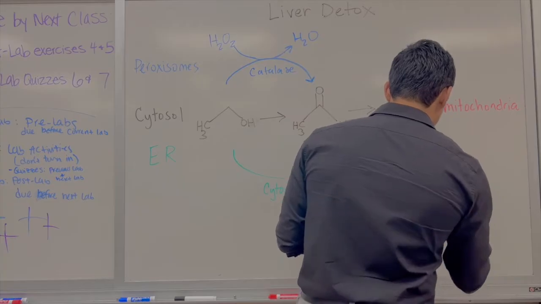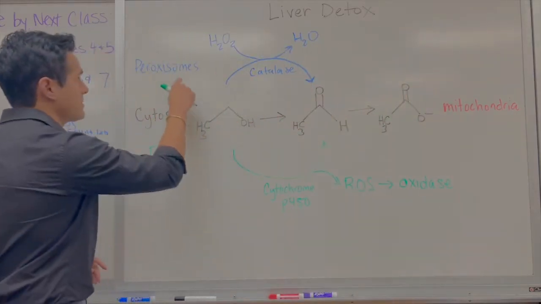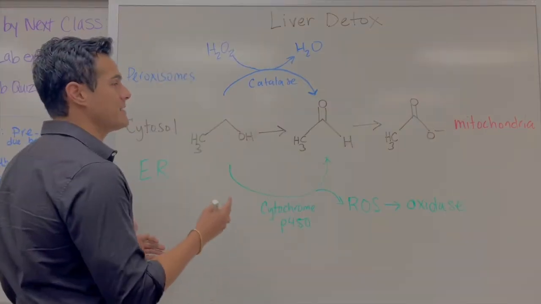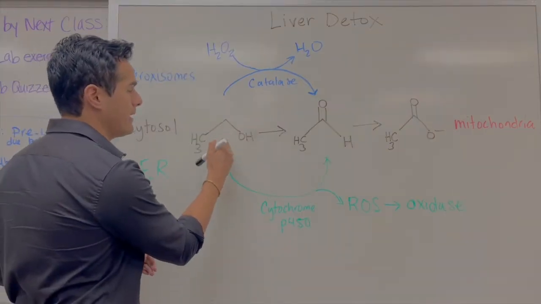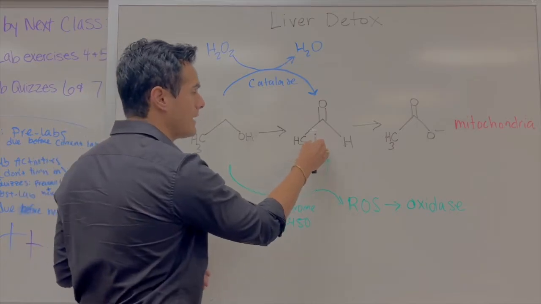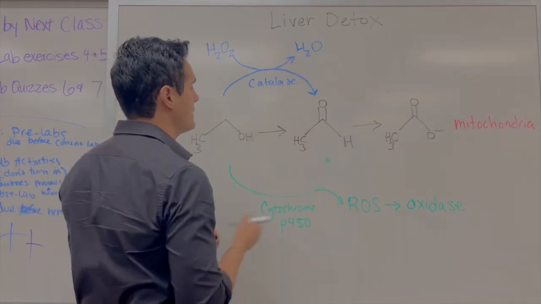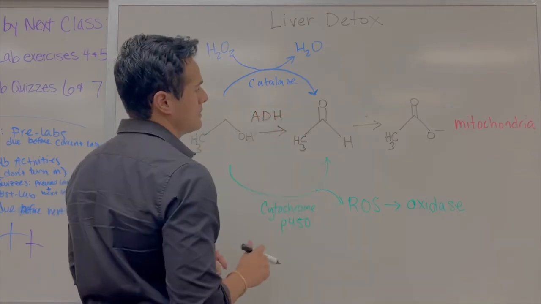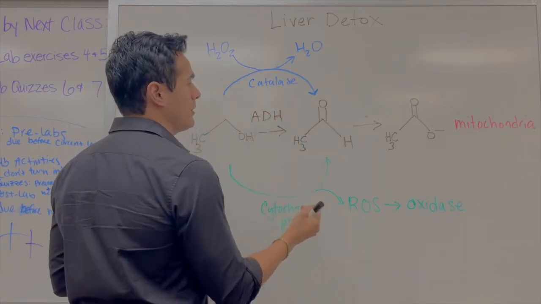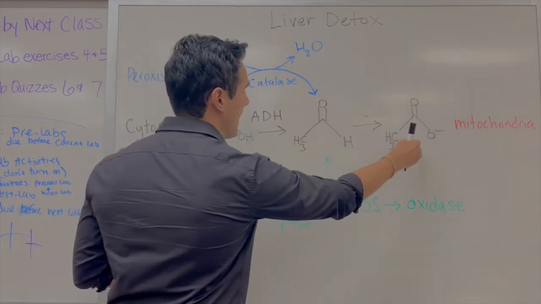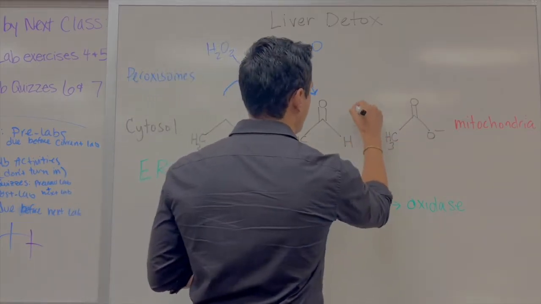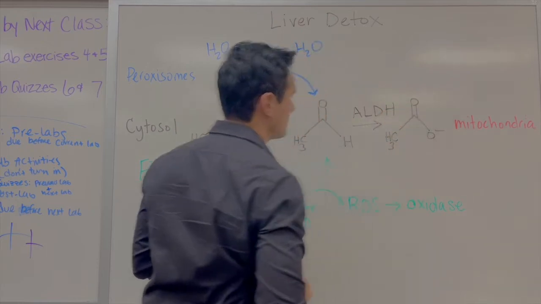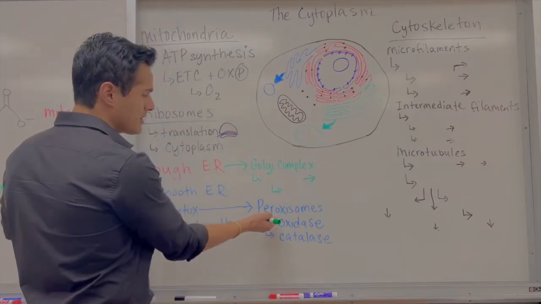So oxidase enzymes, once again, they're found here within the peroxisomes. The different enzymes involved in converting ethanol into acetaldehyde, the enzyme responsible for this is what's known as alcohol dehydrogenase. The enzyme that's involved to convert acetaldehyde to acetate is what's known as aldehyde dehydrogenase. So we've talked about peroxisomes.